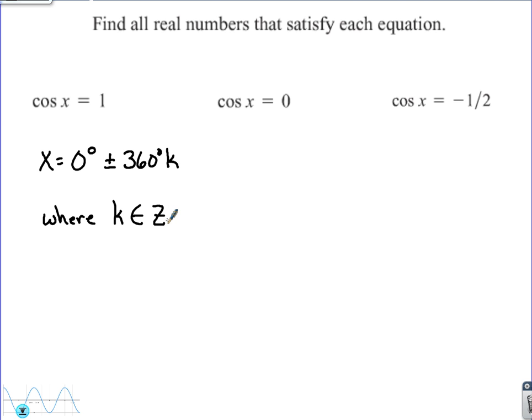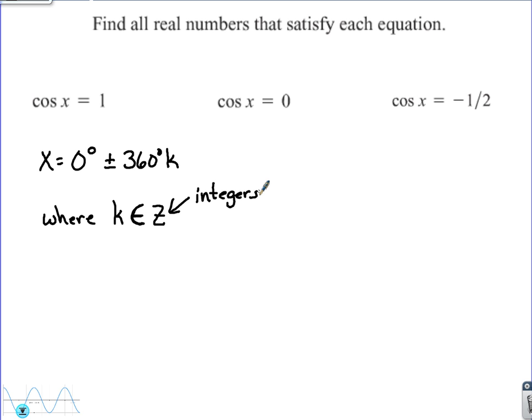What in the world does that mean? 360 degrees times k, where k is an element of, and this is just to get you prepared, I just want you to be exposed to it. K is an element of the integers. The short notation for integers is capital Z. I don't know why. And a reminder that your integers are 0, 1, 2, 3, 4, 5, your whole numbers, and your negative whole numbers, -1, -2, -3, -4, -5.